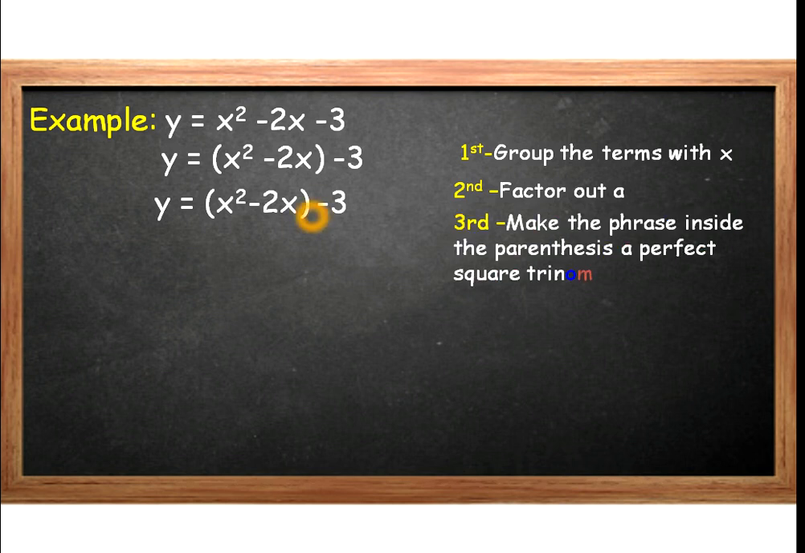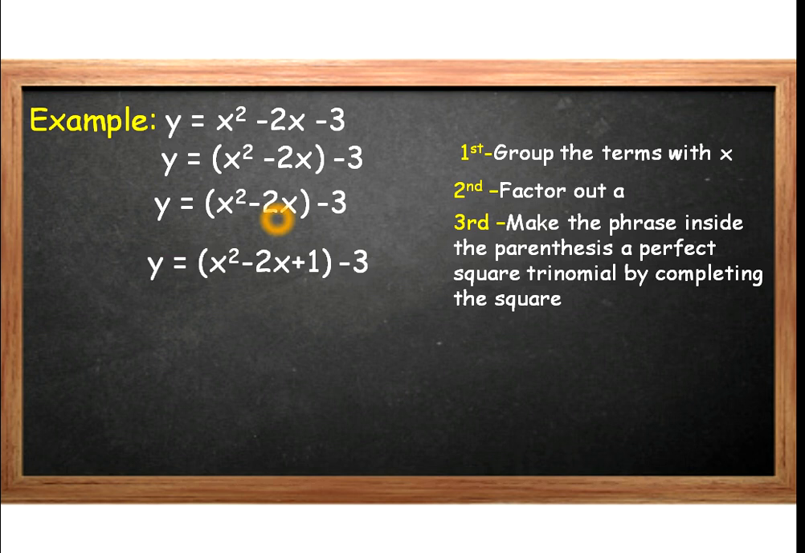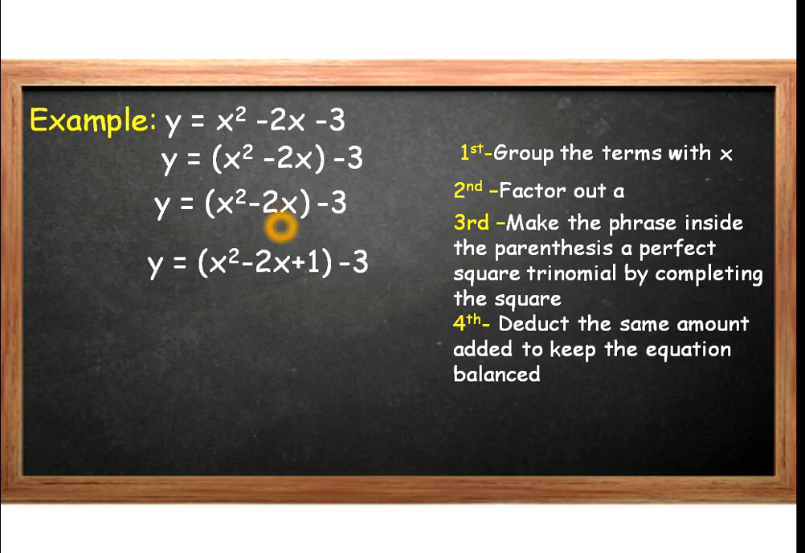Third step is we have to make the phrase inside the parentheses a perfect square trinomial by completing the square. Doing that, we have to divide negative 2 by 2, which will give us the answer of negative 1, and negative 1 squared is positive 1. Thus, we will have the resulting equation y is equal to the quantity x squared minus 2x plus 1 minus 3. The fourth step is we have to deduct the same amount we added to keep the equation balanced. Since we added 1, we have to deduct 1 from the equation.